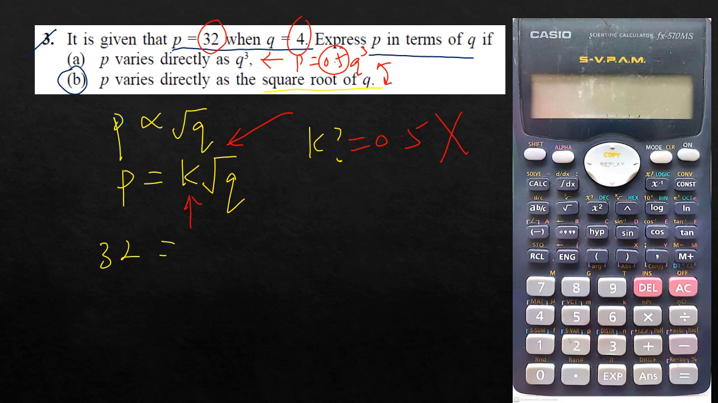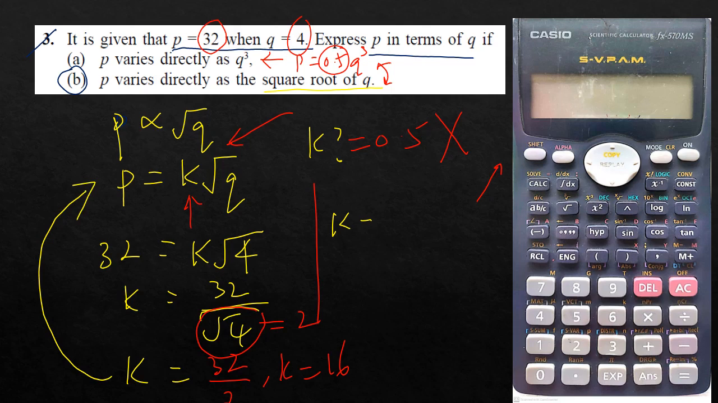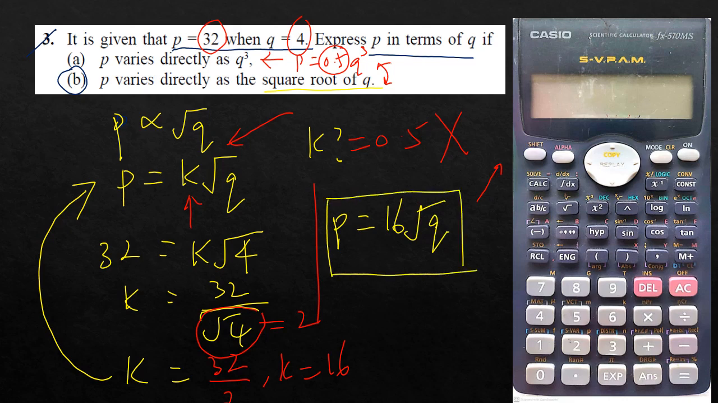So your P is 32, K you want to find, and your Q is 4. So K is 32 over square root of 4, and for the square root of 4, please don't use the calculator. This one is very easy, very simple. The answer is 2. So 32 divided by 2, your K is 16. Okay, so when your K is 16, you just substitute it back to here. So what you get is P equals 16 square root of Q. So this is the answer.